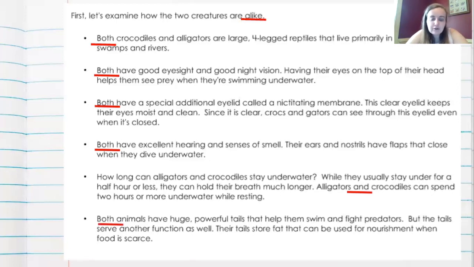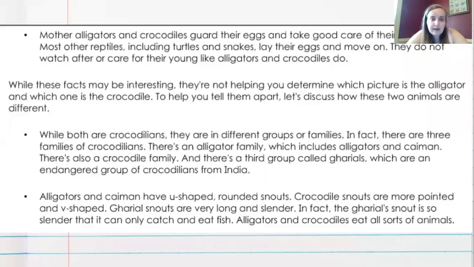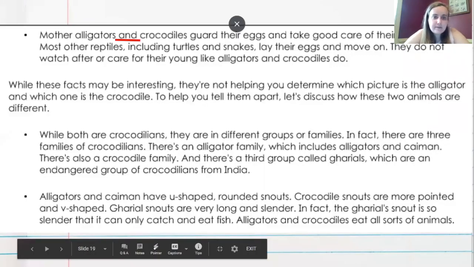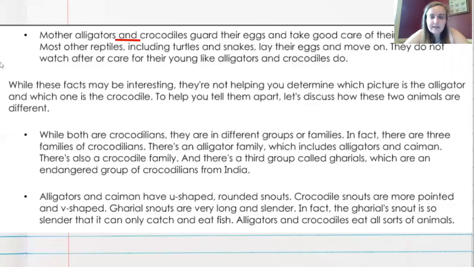Both animals have huge, powerful tails that help them swim and fight predators, but the tails serve another function as well. Their tails store fat that can be used for nourishment when food is scarce. Mother alligators and crocodiles guard their eggs. We can underline that word "and." Alligators and crocodiles guard their eggs and take good care of their hatchlings. Most other reptiles, including turtles and snakes, lay their eggs and move on. They do not watch after or care for their young like alligators and crocodiles do.